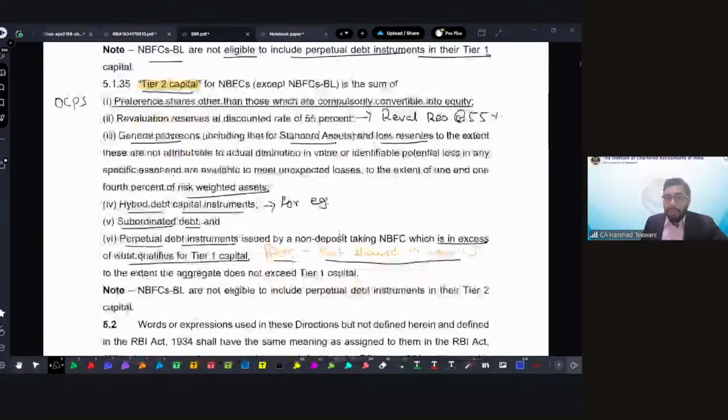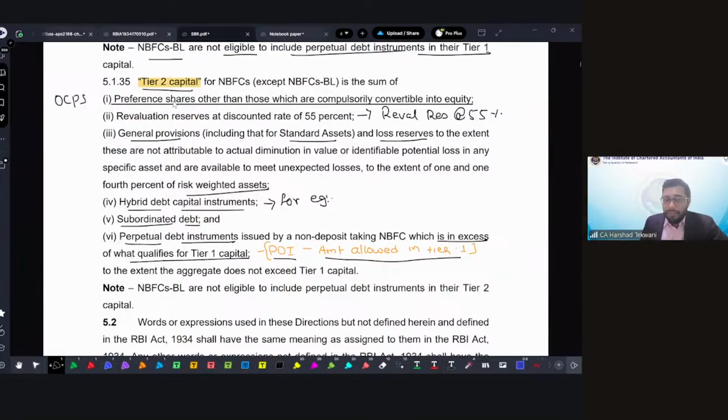That is your tier 2 capital. Preference shares, optionally convertible; revaluation reserve at the discounted rate of 55%; general provisions to the extent of 1 and 1/4% of risk weighted assets; hybrid debt capital instrument; subordinate debt; perpetual debt in excess of what was allowed in tier 1 will be counted in tier 2.